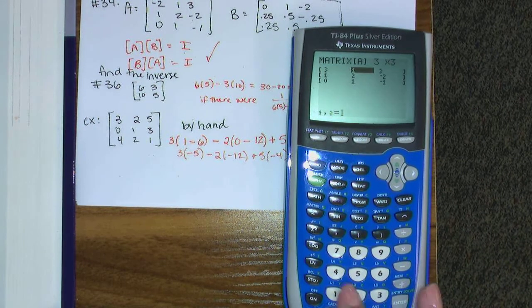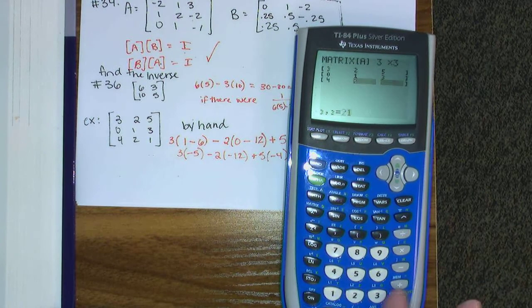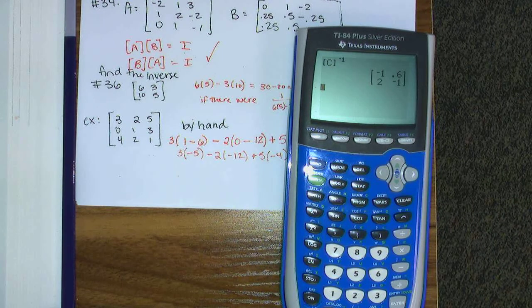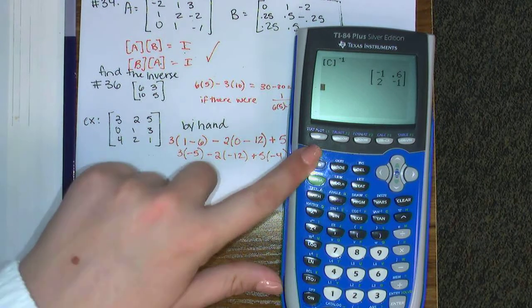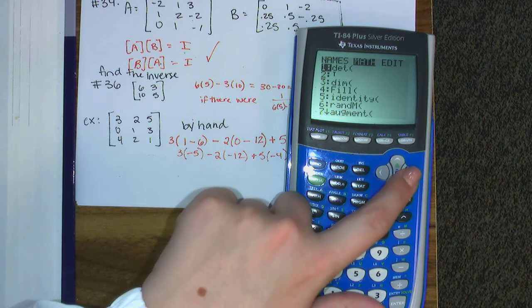3, 2, 5, 0, 1, 3, 4, 2, 1. Second quit. So now this is something I haven't shown you yet, so I'm going to take it a little slower. So second matrix. Now you're going to go over to math.